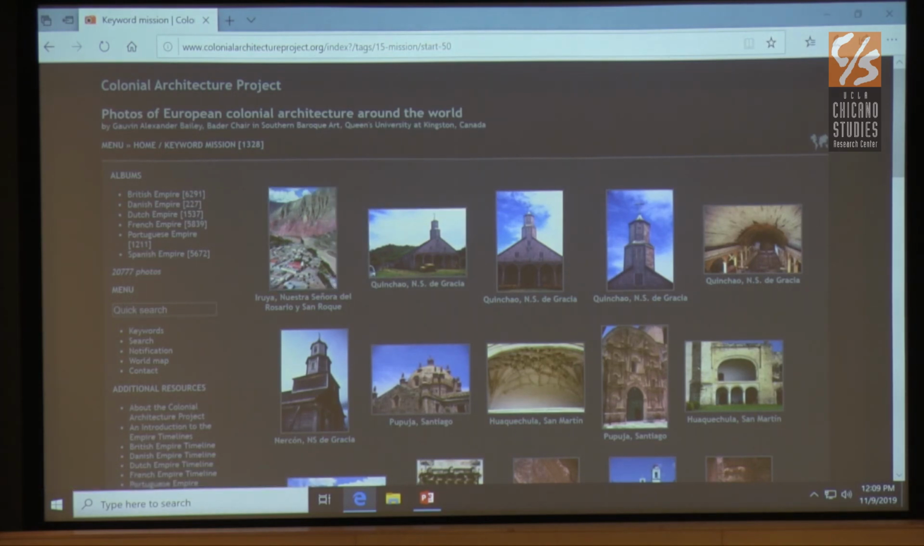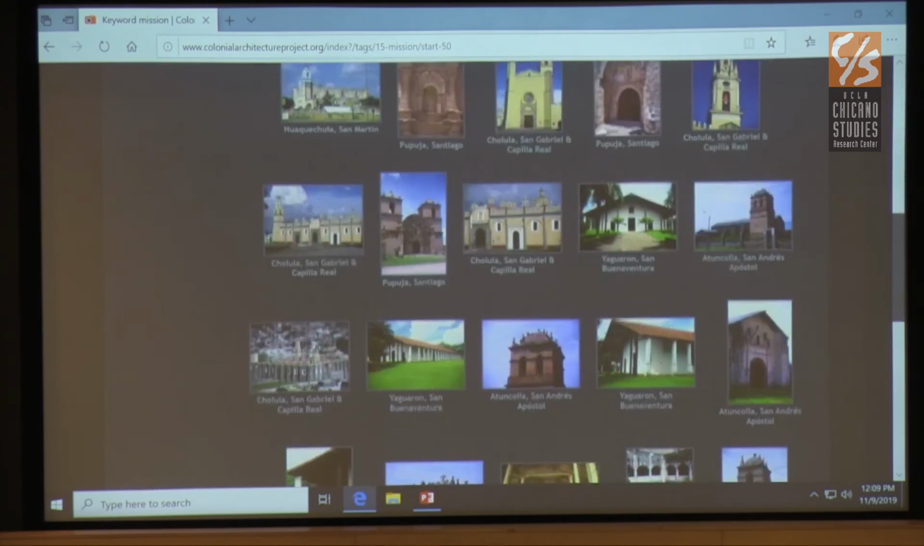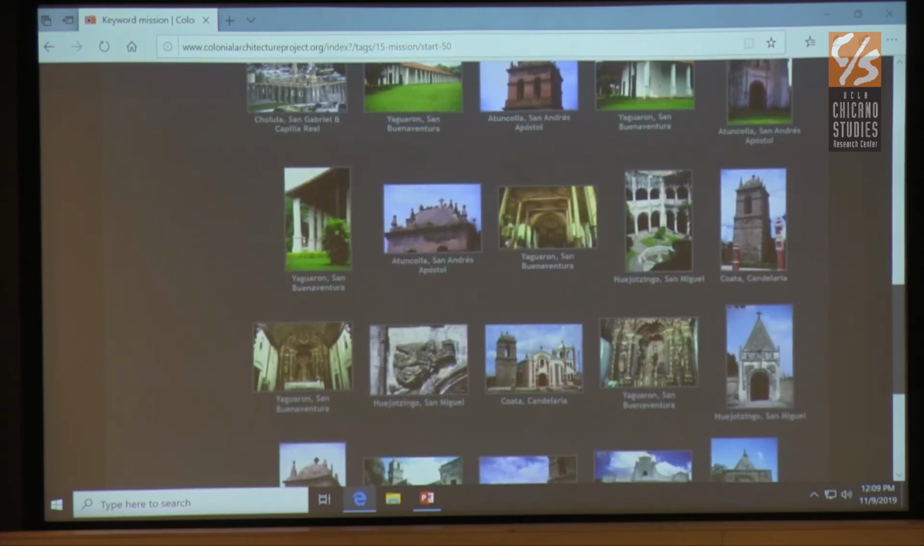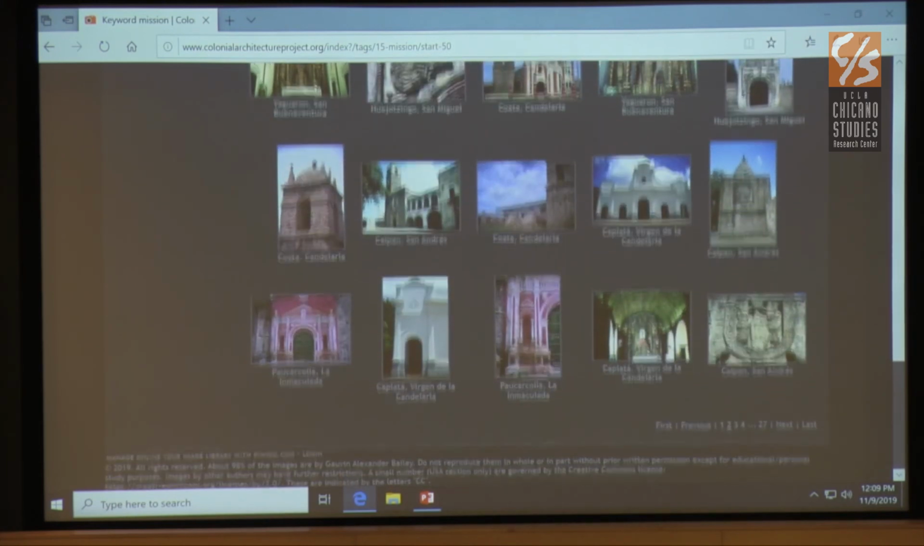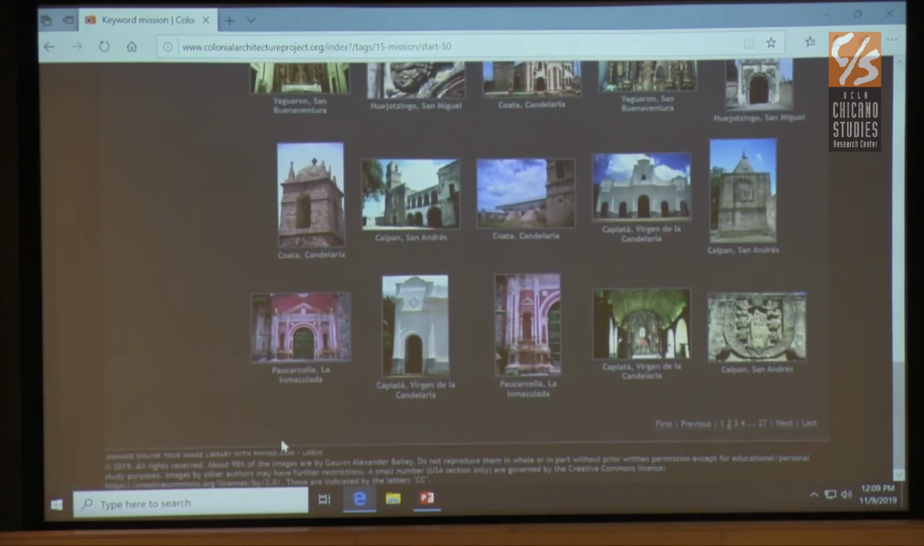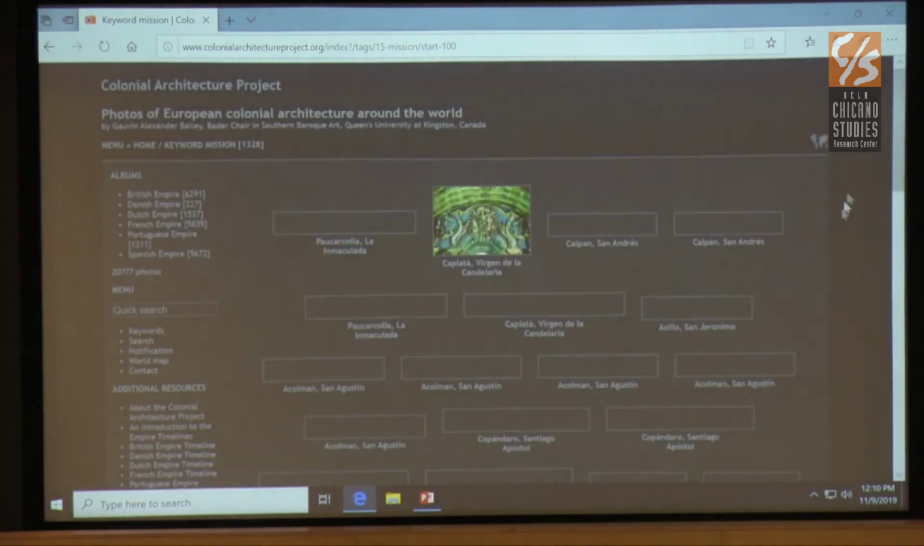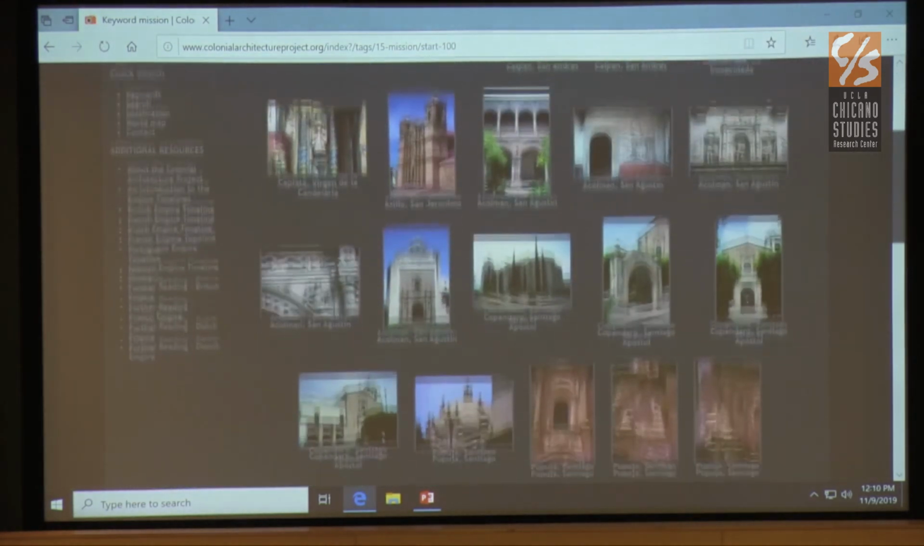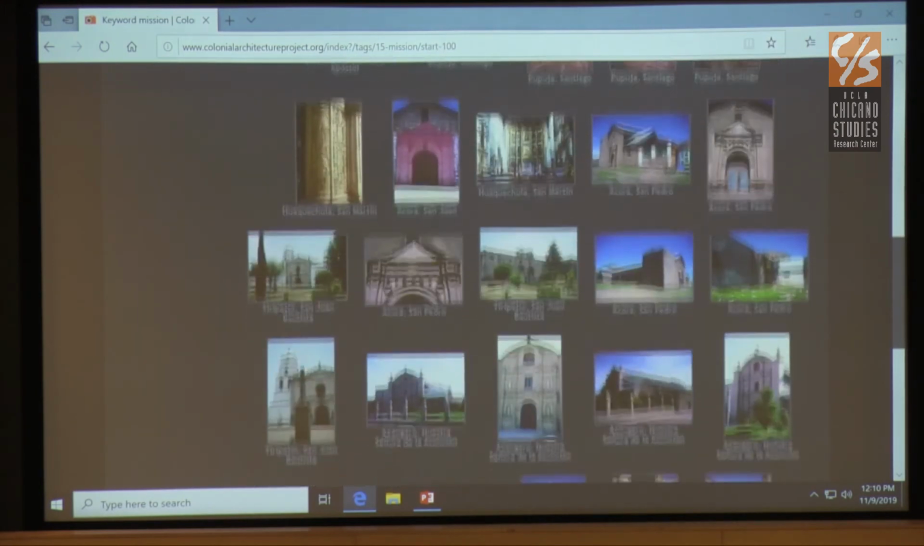Which doesn't seem to want to click. Cholula, and then Callao. We've got some Paraguay there. Next. And so on and so forth. So lots and lots of missions.